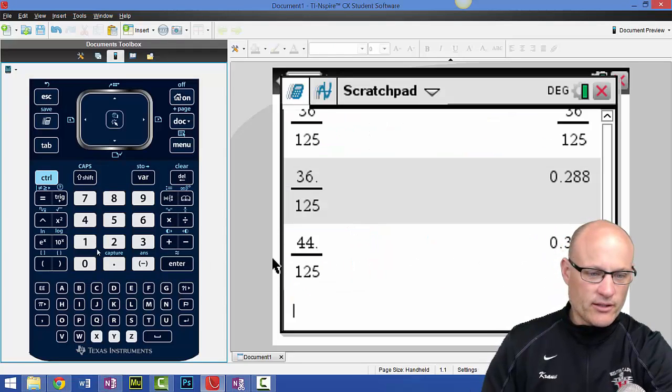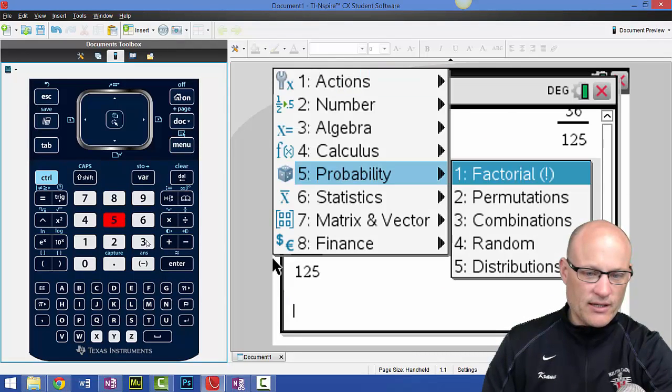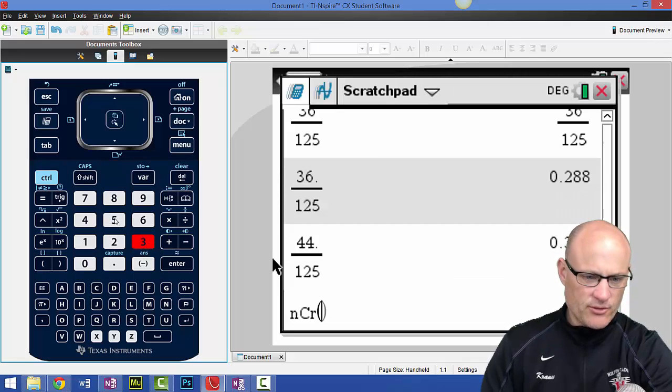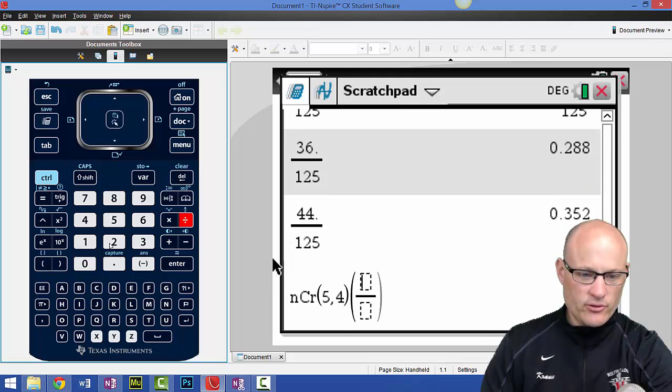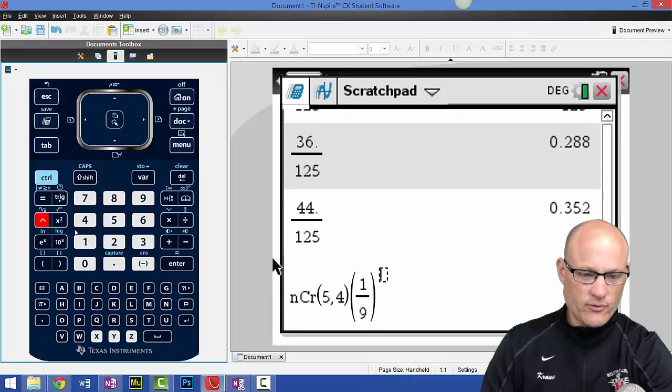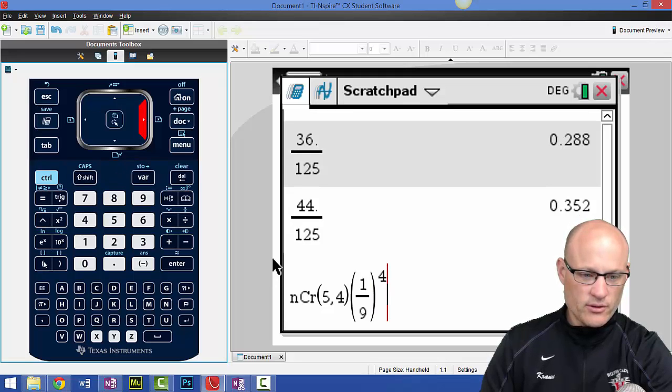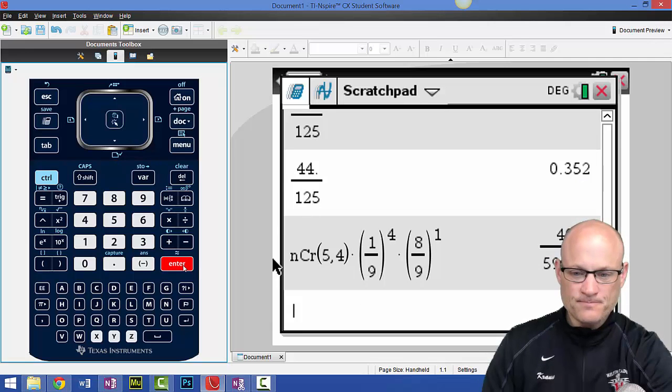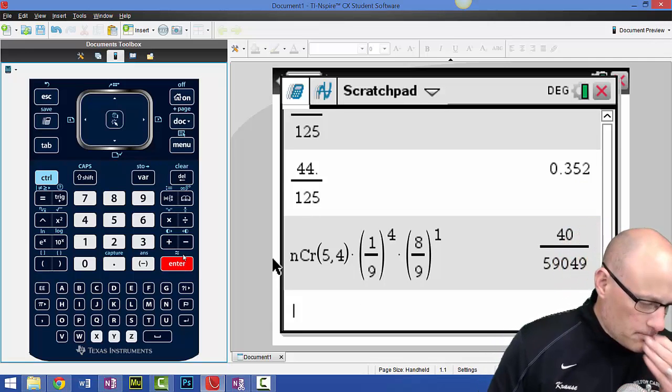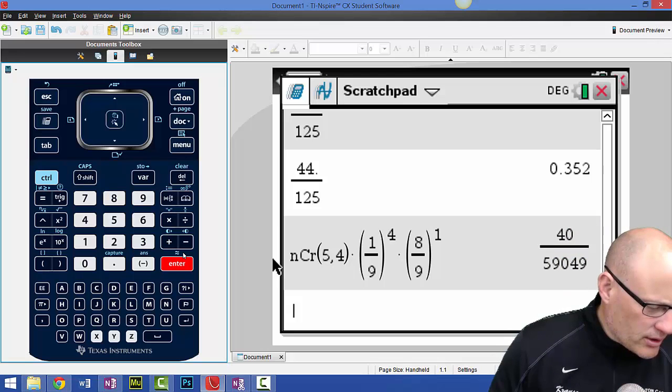So come over to my calculator. I go menu 5 3 and this was 5 comma 4, parenthesis, control division, 1 over 9, parenthesis, raised to the 4th. I'm going to actually put the exponent on. I didn't like the fact that I didn't do it last time because it kind of messed things up a little bit. So 8 over 9 raised to the 1st, which is kind of boring. Well, that's not what I got before. What did I do wrong?